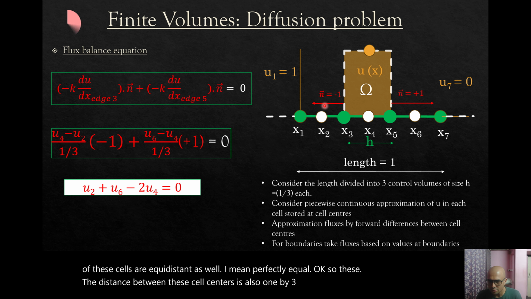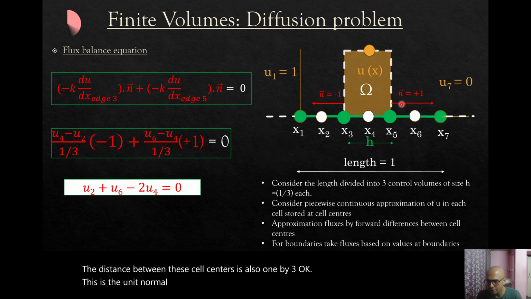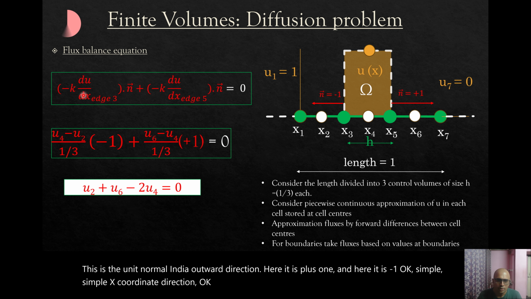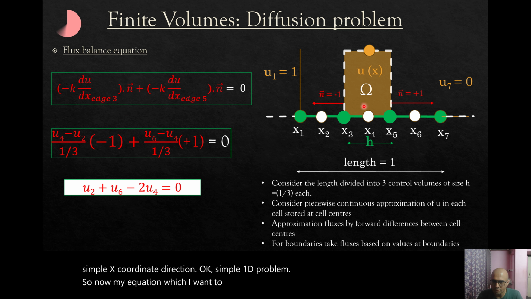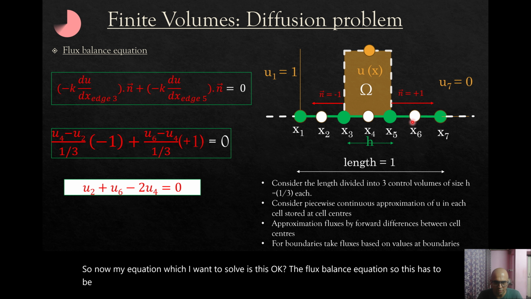This is the unit normal in the outward direction. Here it is +1 and here it is -1, in the simple x coordinate direction. It's a simple 1D problem. Now the equation which I want to solve is this, the flux balance equation. This has to be applied at x3 and x5, so let's approximate this at edge 5 first.